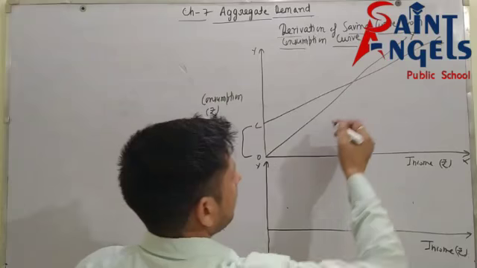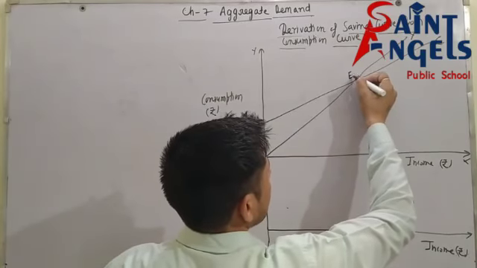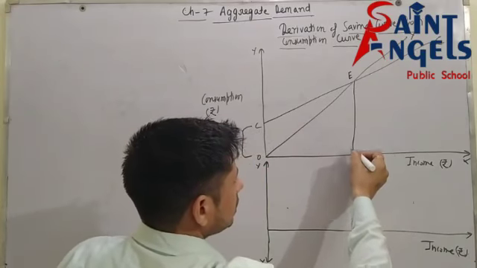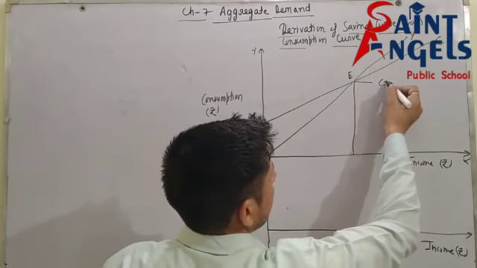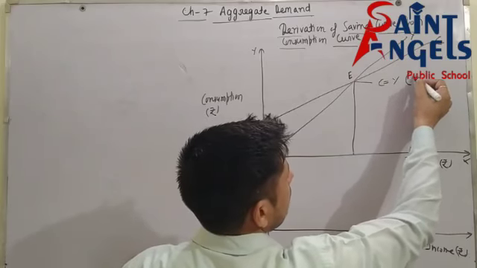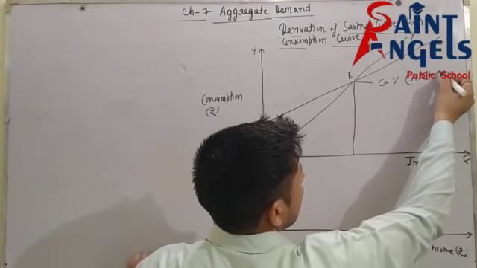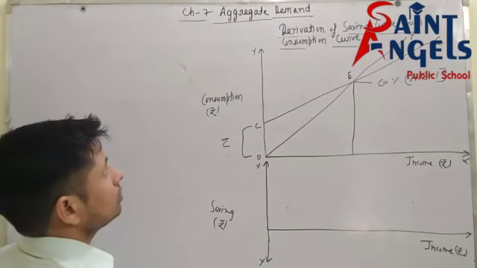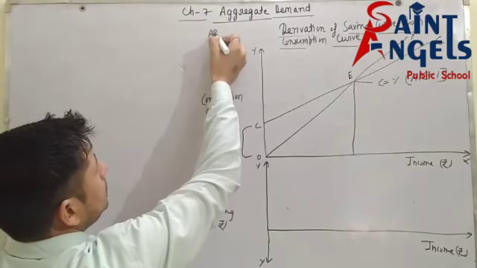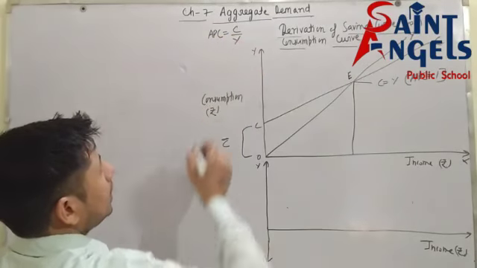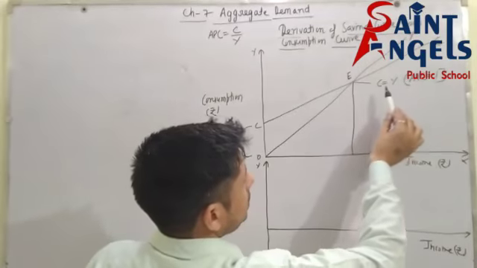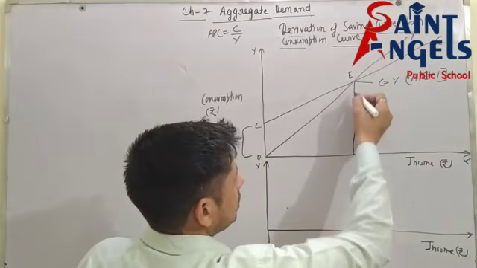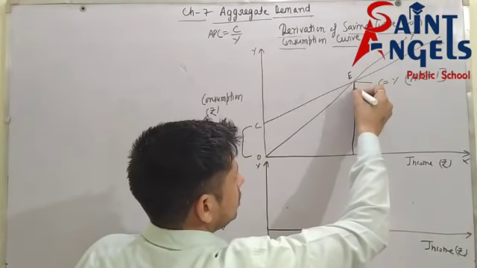See, this is point E. At point E, consumption is equal to income, meaning APC is equal to 1. Because you know what the formula of APC is: C divided by Y. Now at point E, C is equal to Y, so APC is equal to 1.